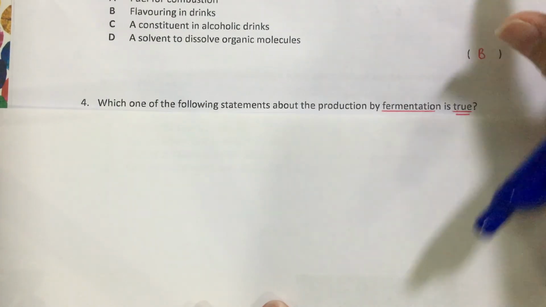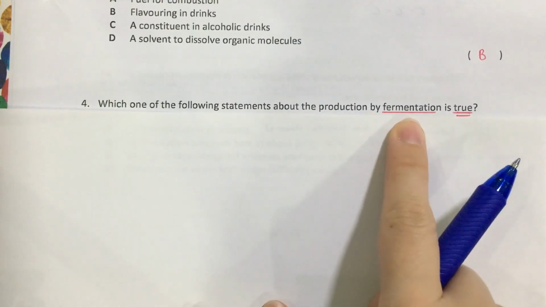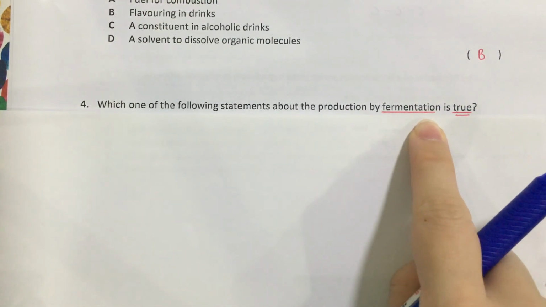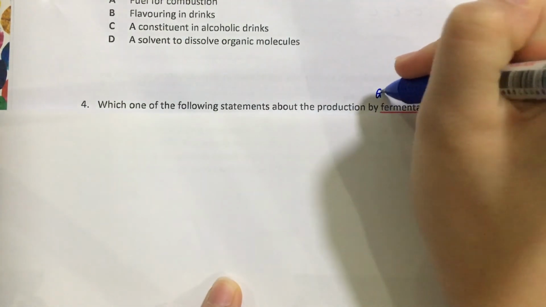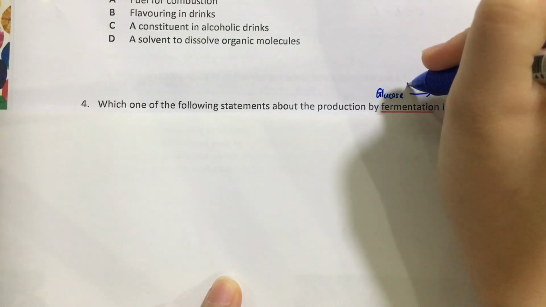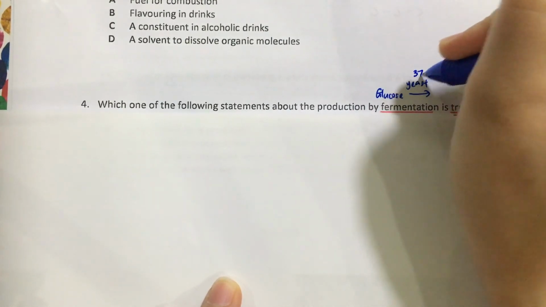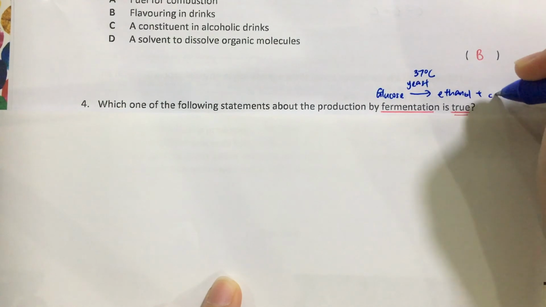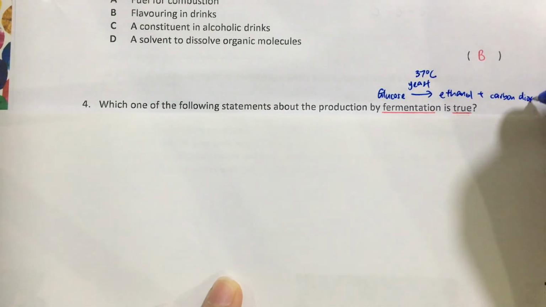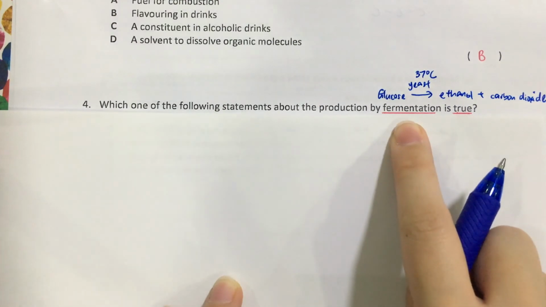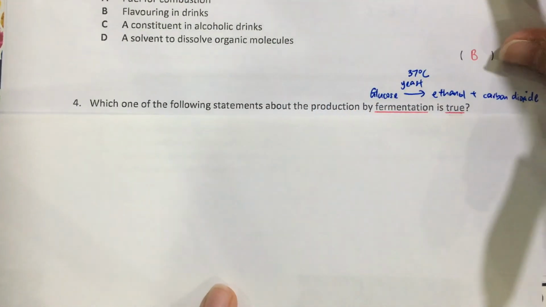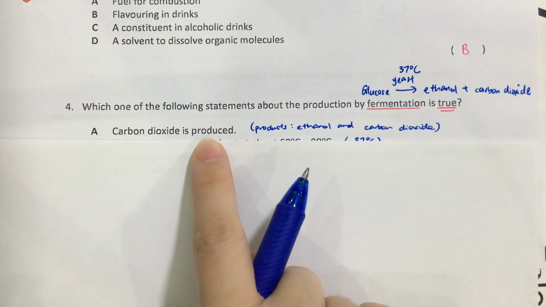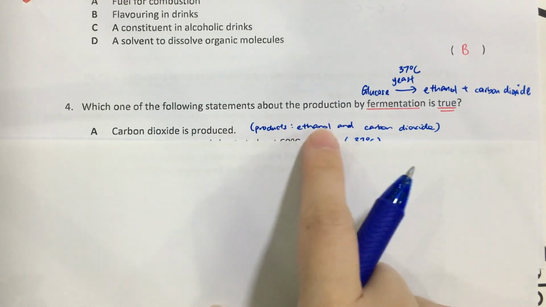Okay, next, question 4. Which one of the following statements about fermentation is true? So when we talk about fermentation, we are here talking about glucose, which is your sugar, in the presence of yeast at 37 degrees Celsius, forming your ethanol as well as your carbon dioxide. So when you see the word fermentation, you must remember this reaction. So let's see which statement is true or not true. So A, carbon dioxide is produced. So yes, it is true because the products are these two.